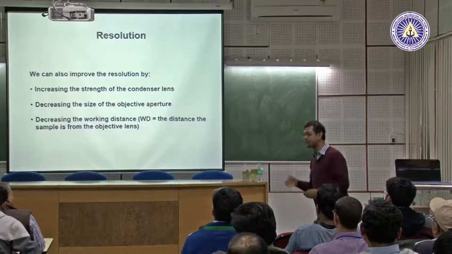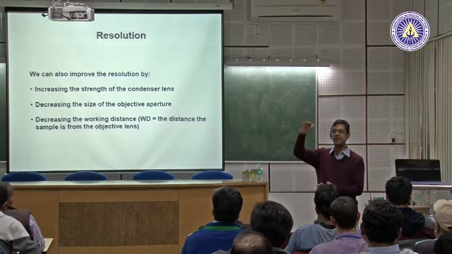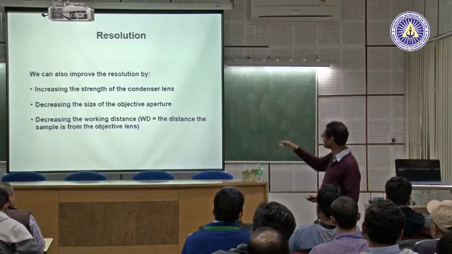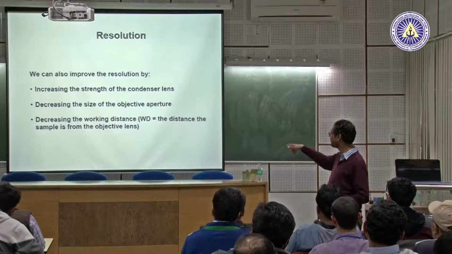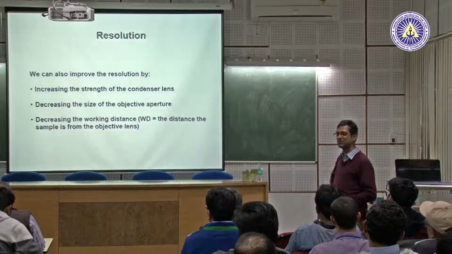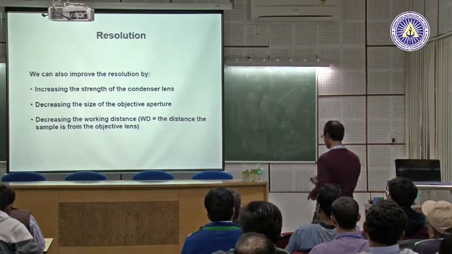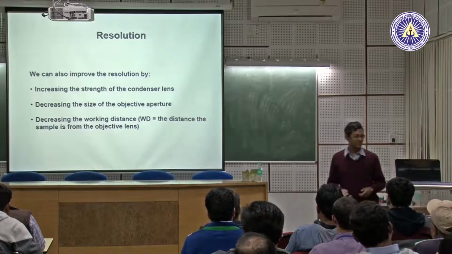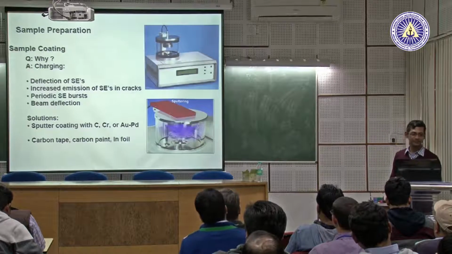You can decrease the distance, the working distance between the sample and the objective lens. That is called working distance. If you decrease it, your resolution will improve. Please try that. Okay. Before trying these two, you can try this. You will see the change in the image quality.